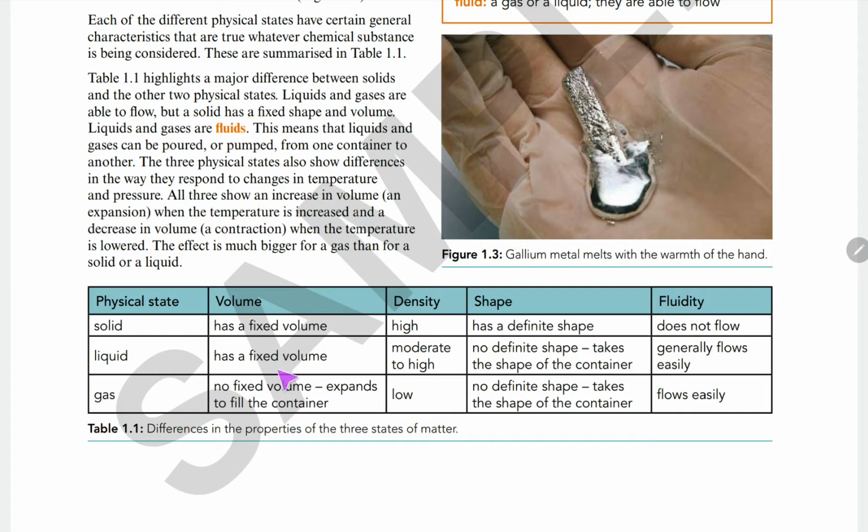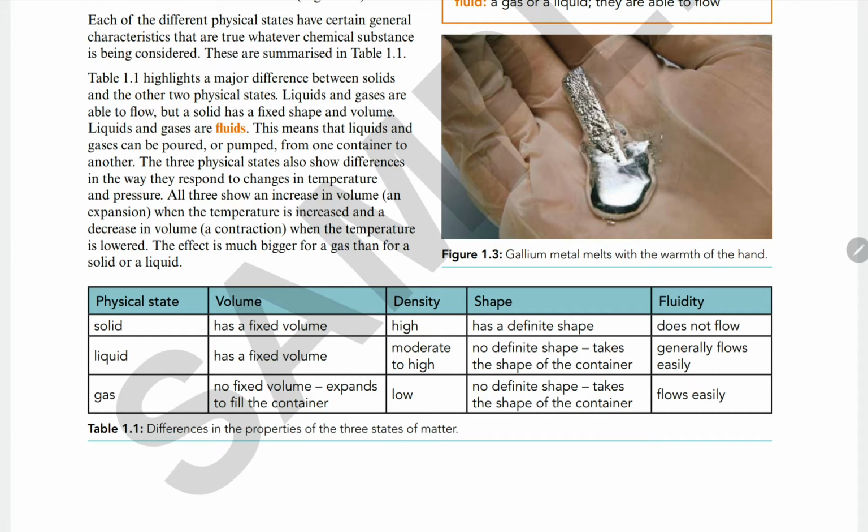Next, about liquid, it has a fixed volume, and its density is moderate to high. And we know that a liquid doesn't have a definite shape. It always takes the shape of the container and generally flows easily, because according to particle theory, liquid particles can slide over one another, so they can move past one another. So when the particles can move, it means it can flow or it can be poured.